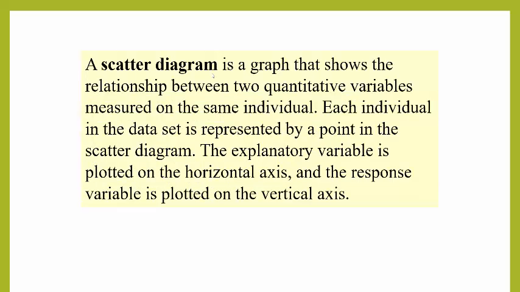Okay, a scatter diagram is a graph that shows a relationship between two quantitative variables measured on the same individual. Like me, for example, the GPA and hours of study would be two quantitative variables. Each individual in the data set is represented by a point on the scatter diagram. The explanatory variable is plotted along the horizontal axis, so the x-axis, and the response variable is plotted along the vertical axis, the y-axis.